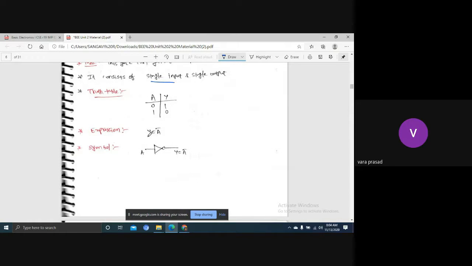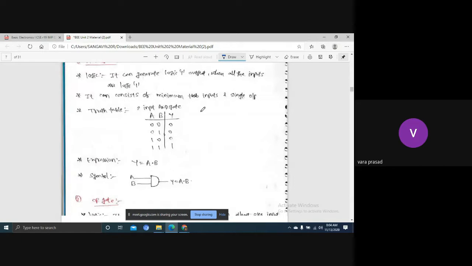Then the expression is Y is equal to A bar. Y is the output, which is equal to the complement of the input. Complement I can represent as A bar, or as Y is equal to A prime, A dash. This is the symbol. Wherever there is a complement or prime symbol, we use a bubble. Please keep in mind, A is the input, then Y is equal to A bar. This is about the NOT gate.